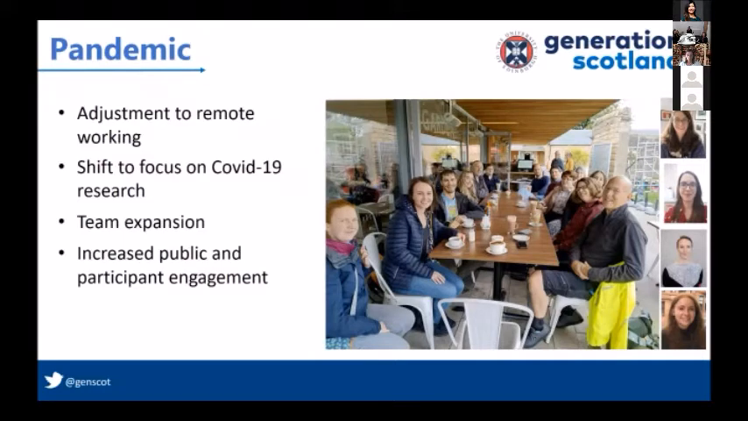We made a major shift from figuring out how to launch our next round recruitment to focusing on COVID-19 research. And as a result, we brought forward a lot of our plans to increase our public and participant engagement, and we had to adapt to this new online world.